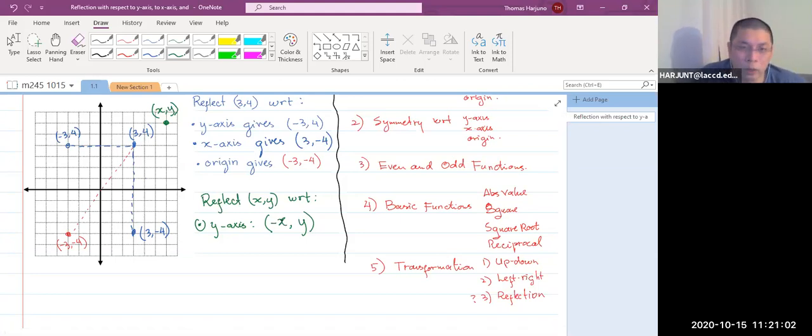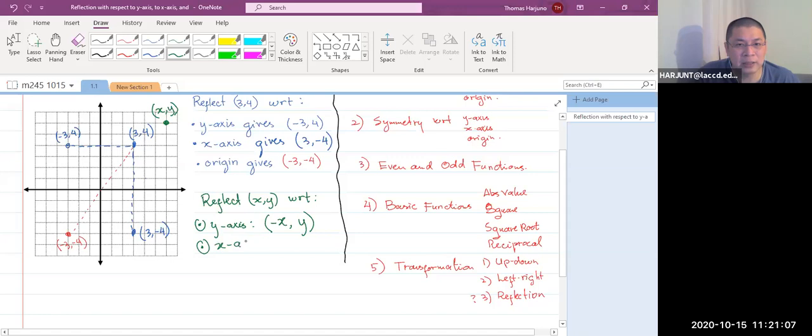If I reflect that with respect to the x-axis, then the x stays the same, the y becomes the opposite. Right? Try to imagine that. So if I reflect that with respect to the x-axis, the x will be the same, 6 down. The y is the one that gets the opposite. Does it make sense, by the way? If you imagine the picture.